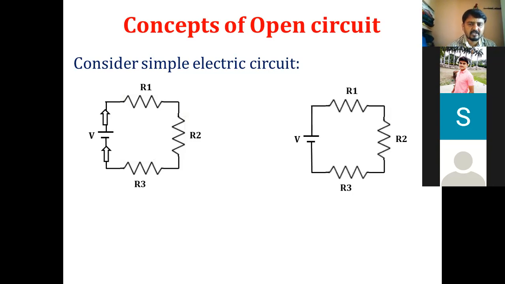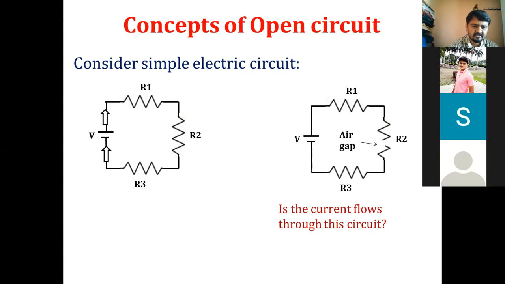Open circuit means what here? The same circuit I will draw here, and somewhere it will open. Now in the resistance R2, see the difference. Here the R2 is there. I will open the circuit here now. It opens here. Because of this open circuit, an air gap will occur over there. Does the current flow through this circuit?